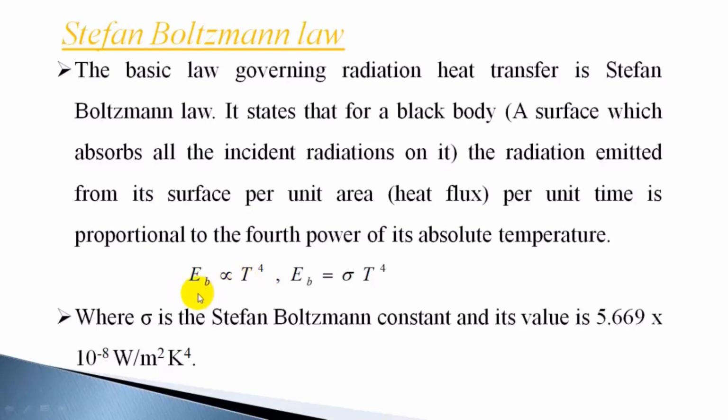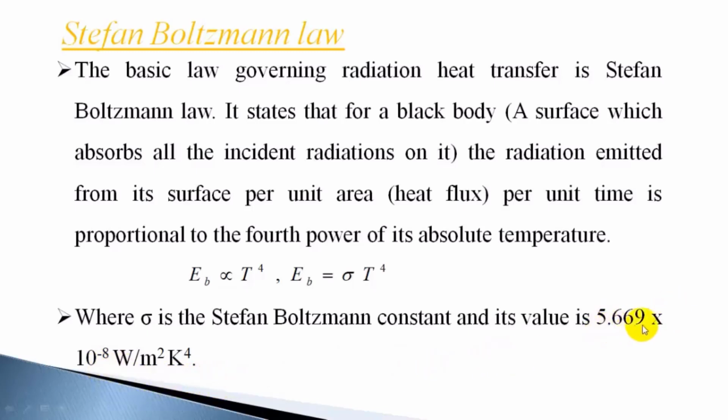The total emissive power of a black body is proportional to the 4th power of absolute temperature. EB is the total radiation emitted by a surface per unit time per unit area for a black body. If temperature is more, more radiation leaves the surface. Now the proportionality constant is sigma. So you can write EB is equal to sigma T to the power of 4. Sigma is known as the Stefan Boltzmann constant, and its value is 5.669 times 10 raised to minus 8 watts per meter square Kelvin to the power of 4.